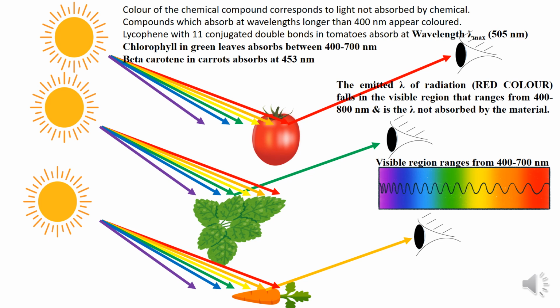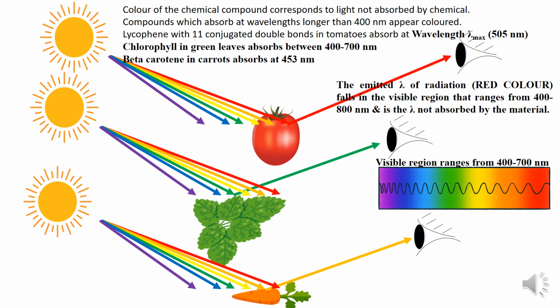Now, in case of lycopene, from the structure of lycopene, we have learned that there are 11 conjugated double bonds in tomatoes that absorb at a wavelength of 505 nanometers. While chlorophyll in green leaves absorbs between 400 to 700 nanometers, and beta carotene in carrots absorbs at 453 nanometers.